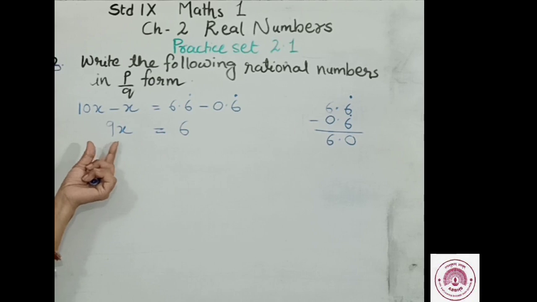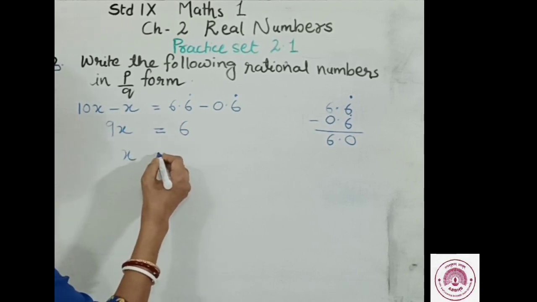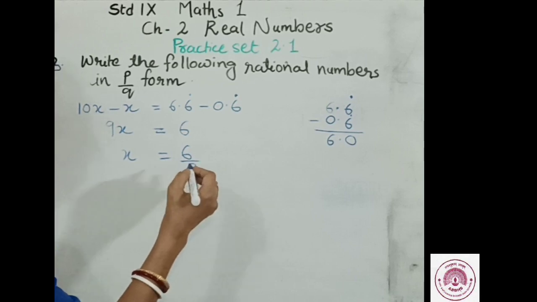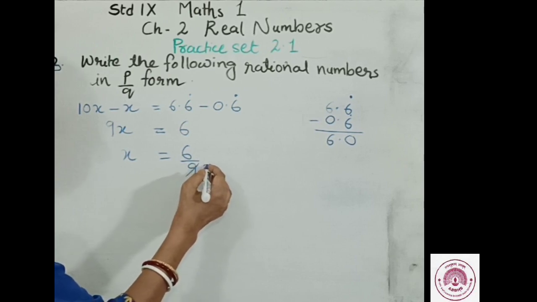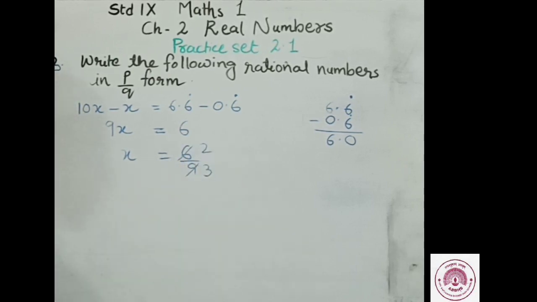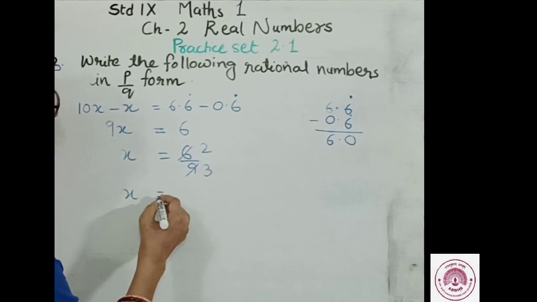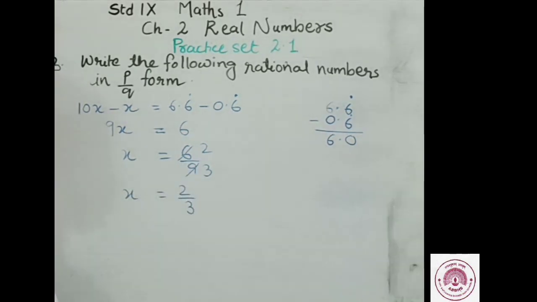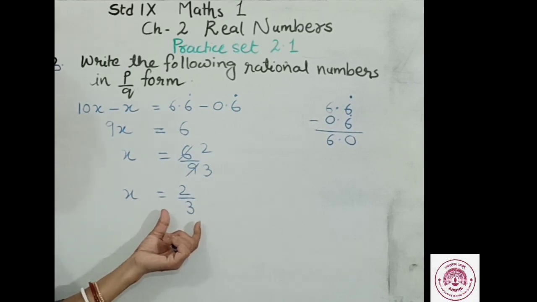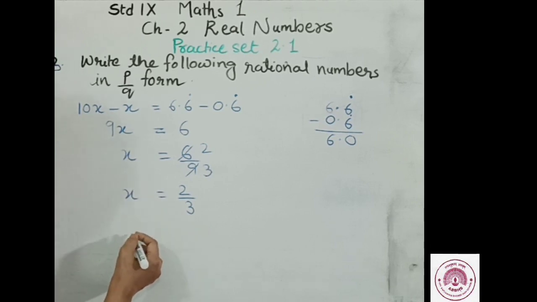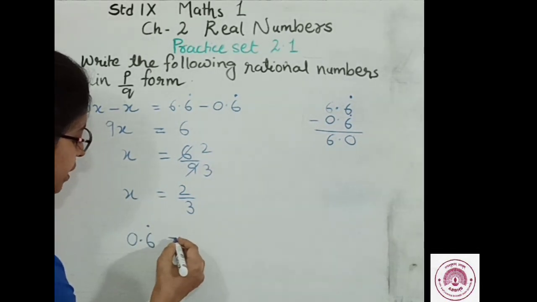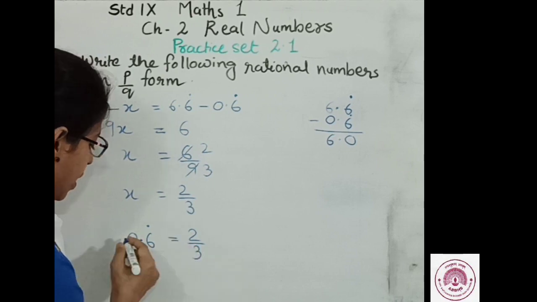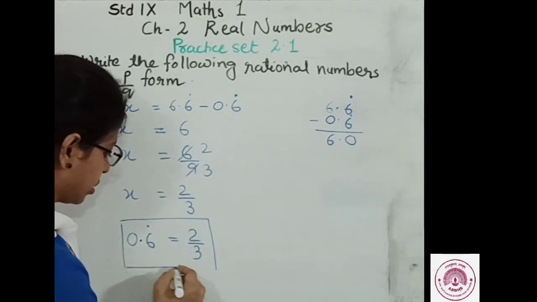Now shifting this 9 to the right hand side, we get x is equal to 6 upon 9. Okay, now we have a common factor here, which is 3. So 3 3s are 9 and 3 2s are 6. Fine. So therefore we got x is equal to 2 upon 3. So this 2 upon 3 is the p by q form of 0.6 dot. So therefore the value of x was 0.6 dot, which is equal to 2 by 3. So this is our answer.